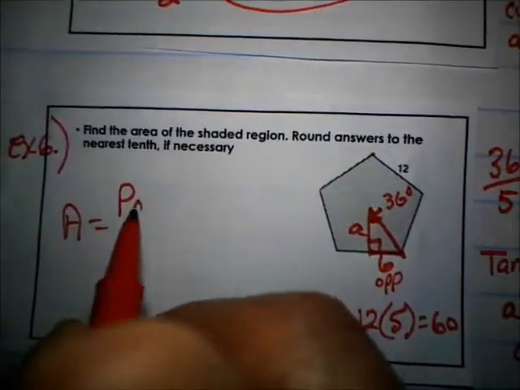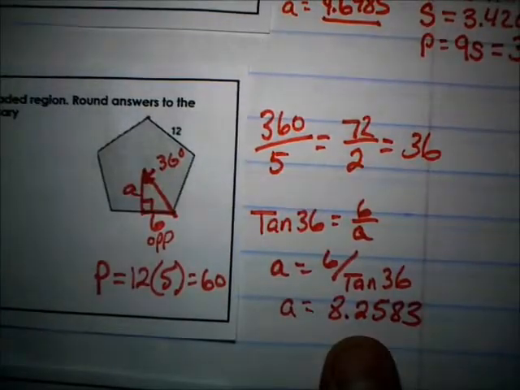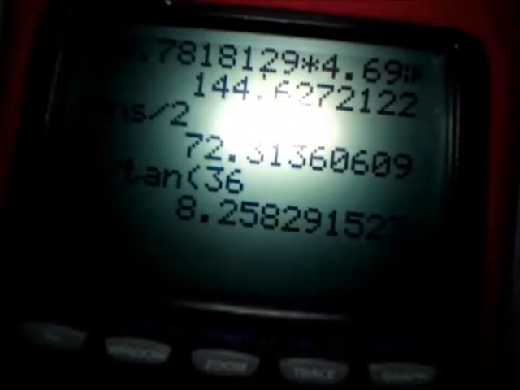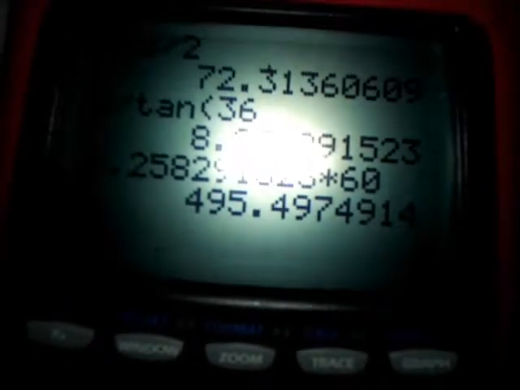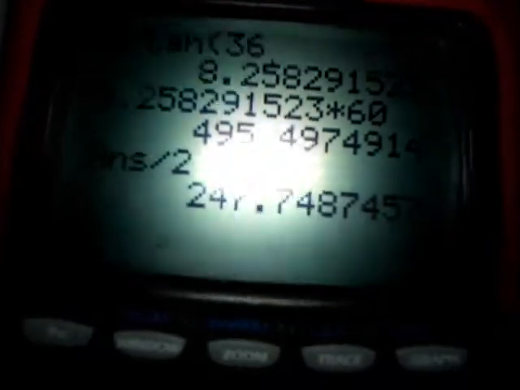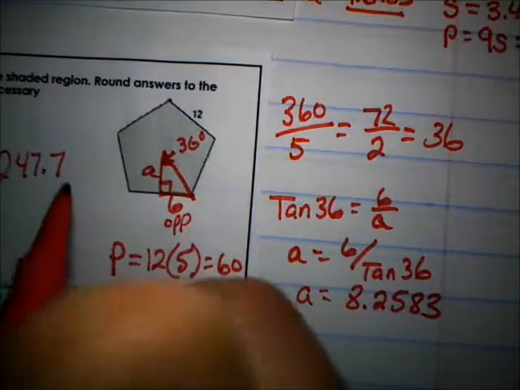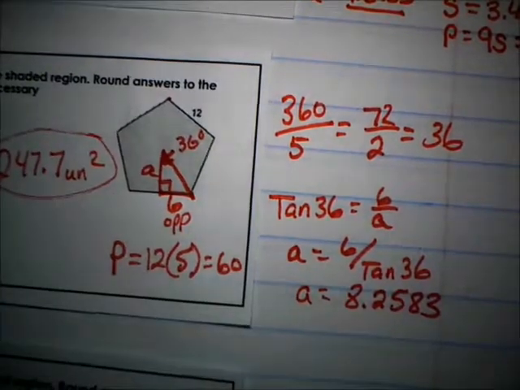To do my area formula, I'm going to do perimeter times the apothem divided by 2. Sorry about that. So I'm going to take that number, it's in my calculator, multiply it times 60, and then I'm going to divide that by 2. It's going to be 247.7. And they don't give me units, so that's units squared is my area.